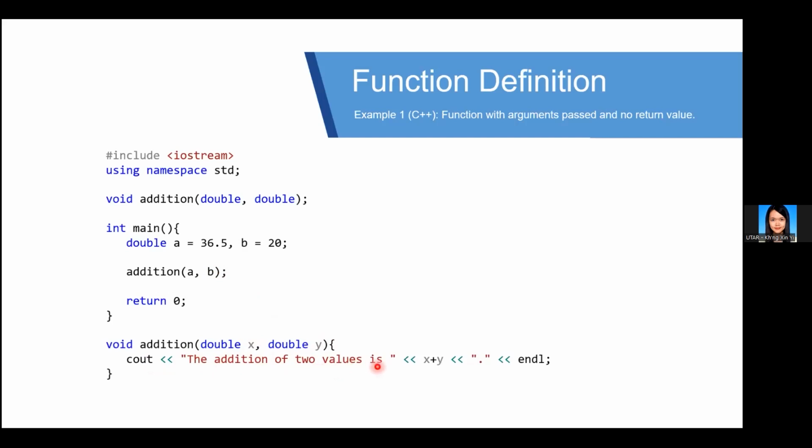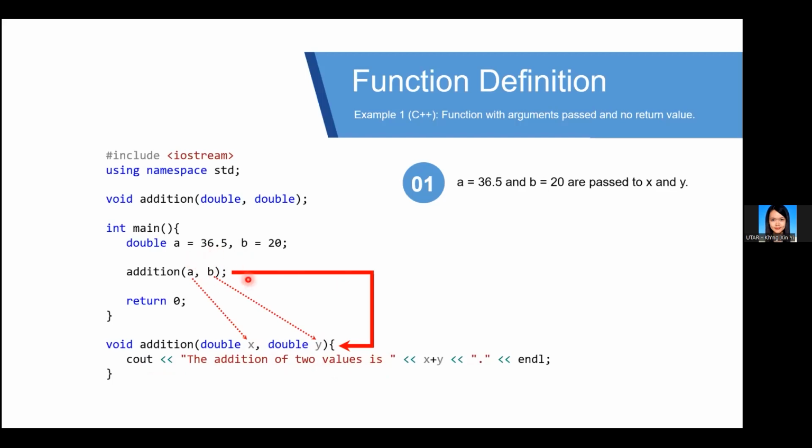Then we look at how this program will work. First, the function is called, and the control passes from the main function to the addition function. At the same time, A and B are the two pieces of information passed down to the addition function, in order. A, which is 36.5, is passed to the first argument, X. And B, which is equal to 20, is passed to the argument in the second position, Y.